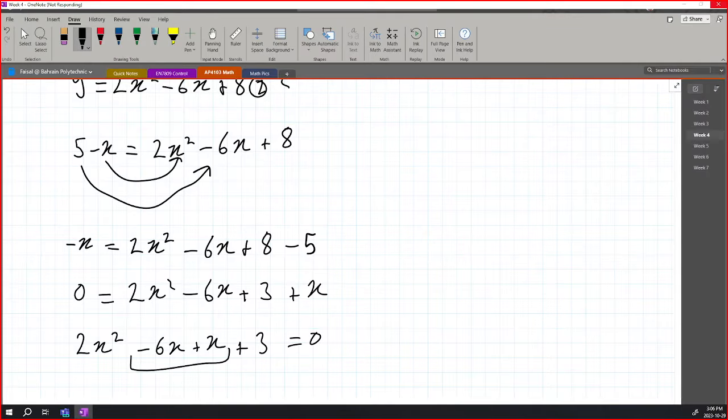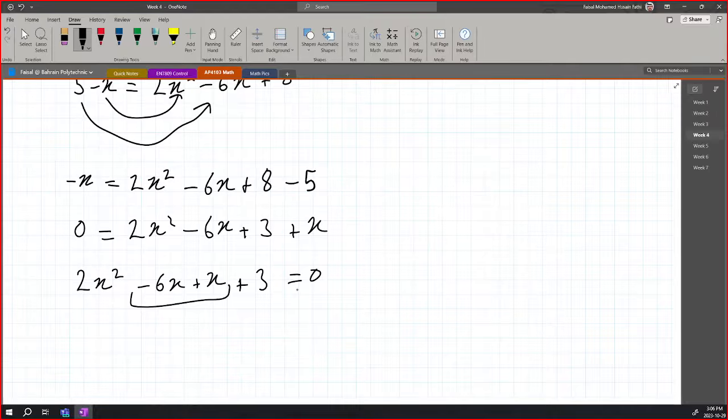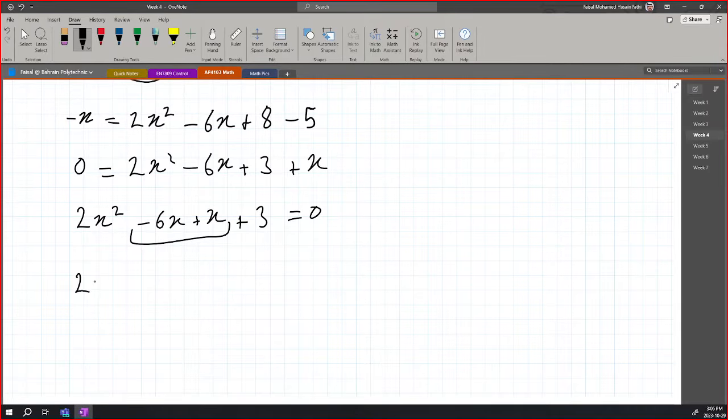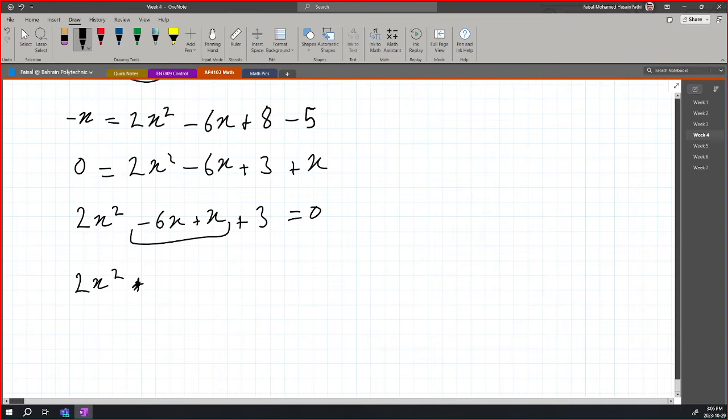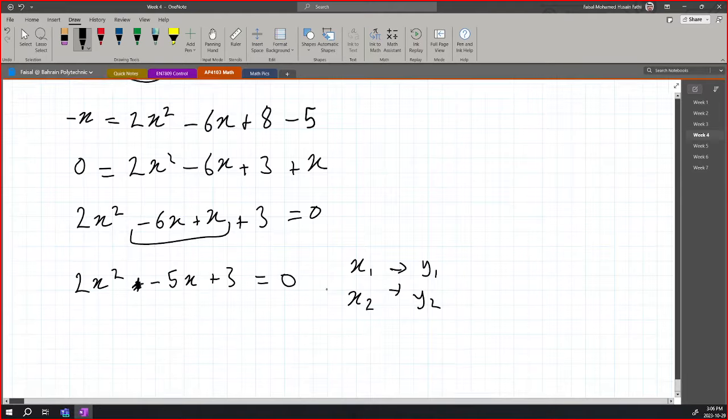If we want to simplify this, we can simplify it more. 2x squared minus 6x plus x becomes minus 5x, plus 3 is equal to 0. Then you solve the quadratic equation and get the answers x1 and x2, exactly the same as before. If you notice, it's the same equation. We find x1 and x2, then substitute back in any equation to find y1 and y2. Done. This is the substitution method.